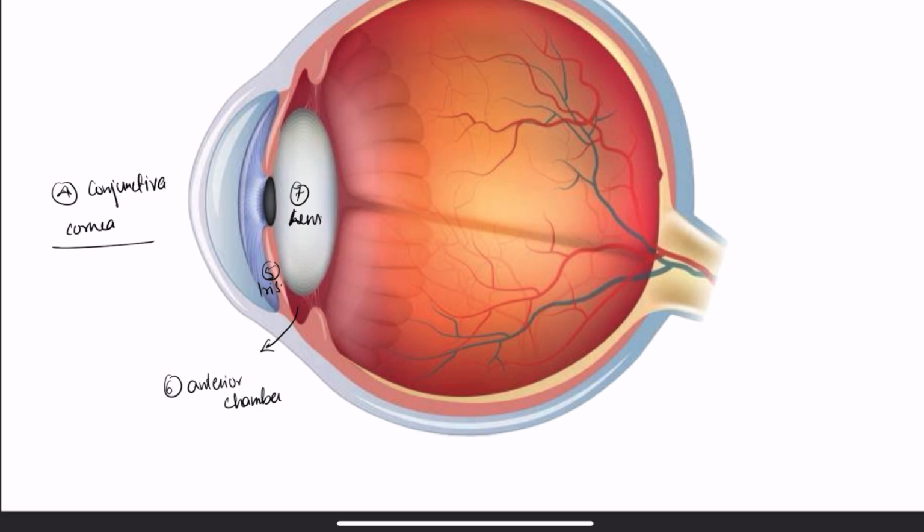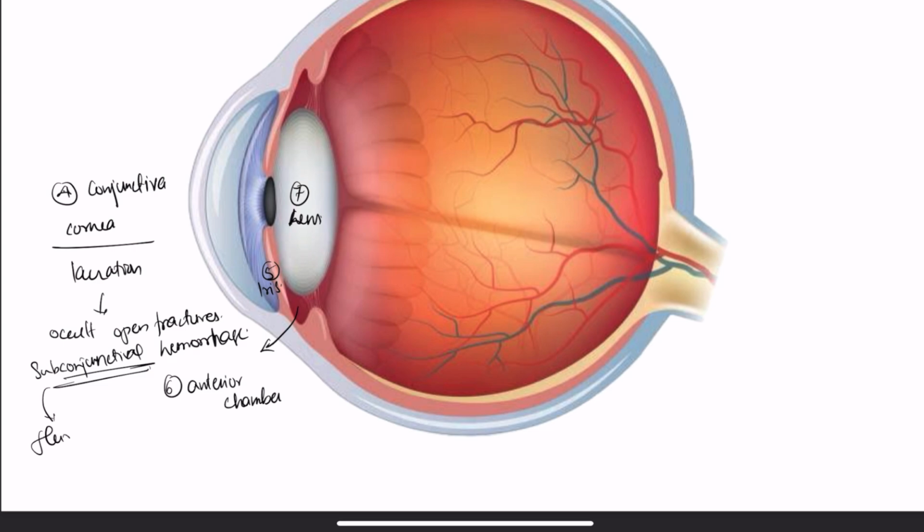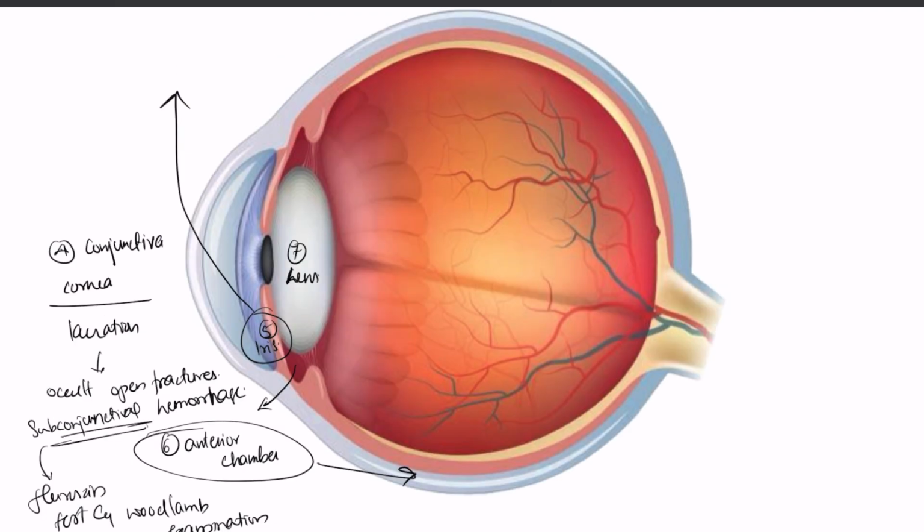Then conjunctiva and cornea, corneal laceration can happen, which can be a sign of occult open fractures of the eye. Subconjunctival hemorrhage can happen. Open globe injury, and fluorescent test and Wood's lamp examination we can do. About the iris, commonly injured in blunt ocular trauma. So peaked appearance of the iris is a sign of full thickness laceration. It can be a sign of open globe injury.